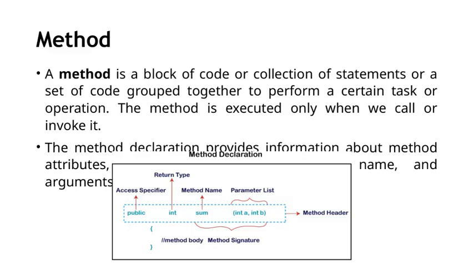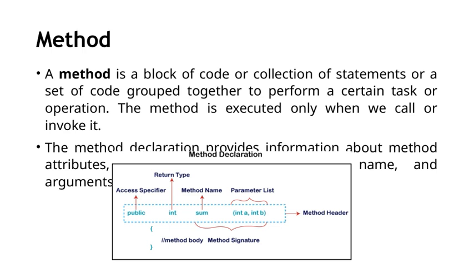Now, let's talk about what a method actually is. A method is essentially a block of code or a collection of statements that are grouped together to perform a specific task or operation. Think of it as a mini program within your program, designed to do one particular thing. It only runs when we explicitly call or invoke it, so it's a way to organize and reuse code efficiently.